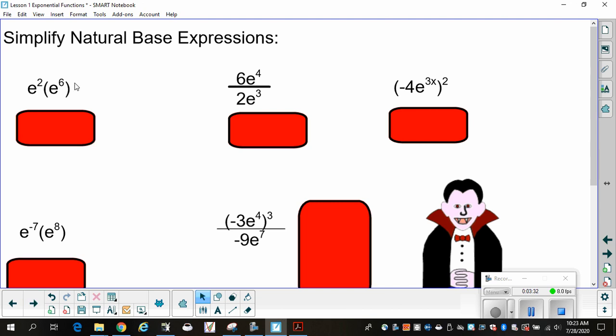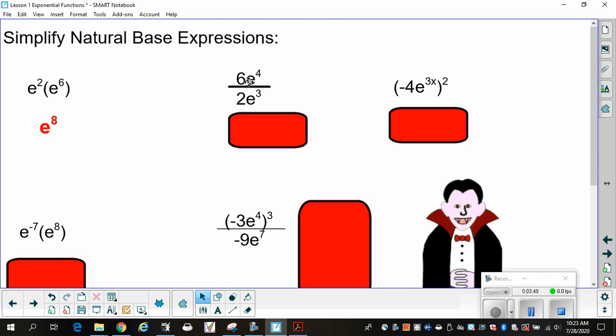Now, e, while it is irrational, is a real number. So you treat it just like any other real number. e squared times e to the 6th: if you are multiplying like bases, that means you add the exponents. So 2 plus 6 means I have e to the 8th.